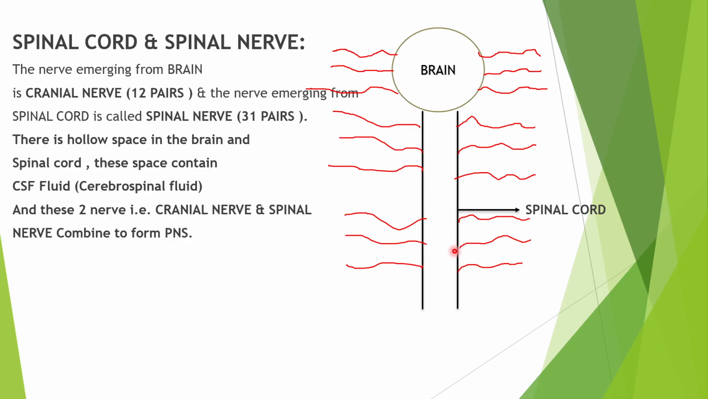And there is a hollow space from the brain to the spinal cord. This one is the spinal cord, and there is a hollow space, and this space contains nothing, just a fluid, which is known as the cerebrospinal fluid. And when these two nerves, the brain nerves, that is the cranial nerves, and the spinal cord nerves, that is the spinal nerves, come together, they form the peripheral nervous system. Okay, so coming to next.